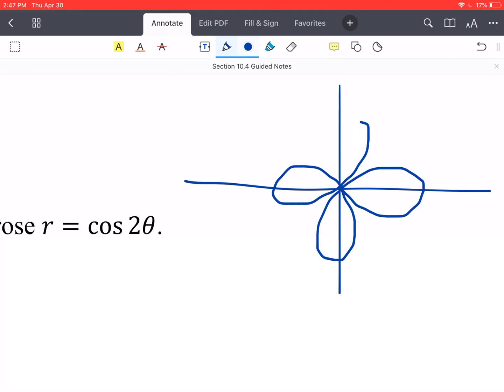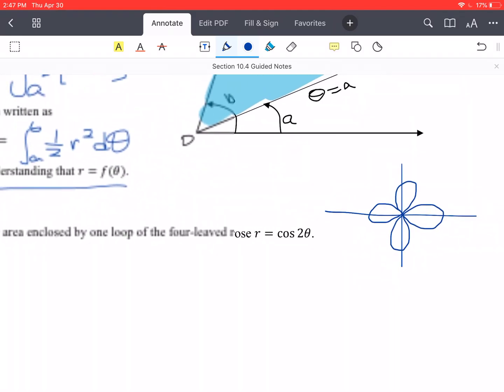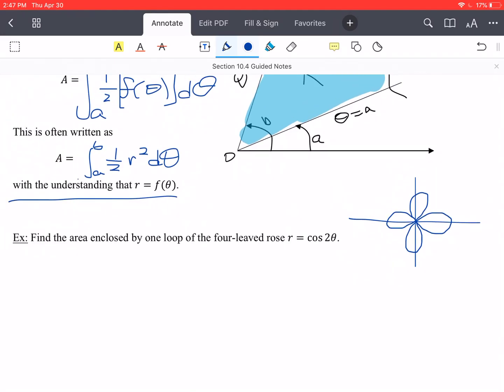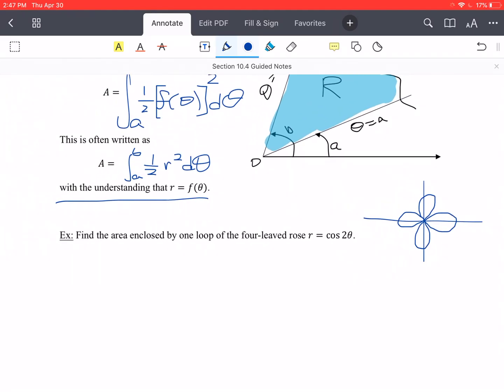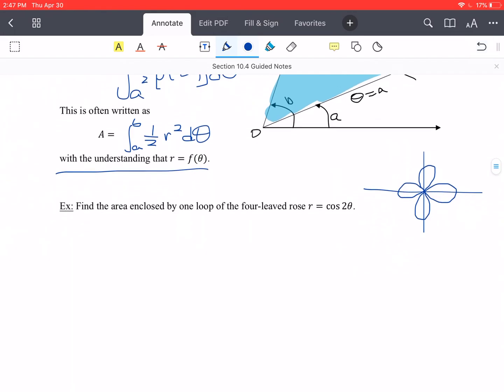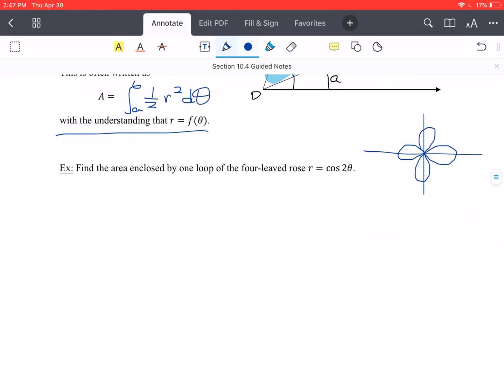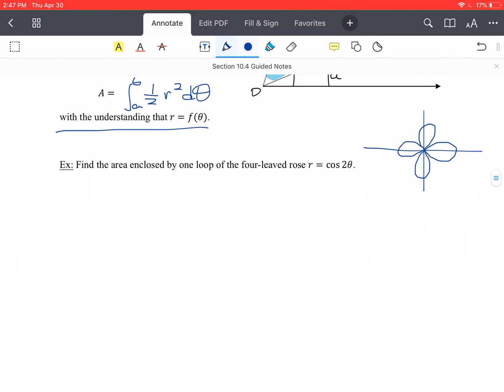Something like that. That's better. Kind of roughly like that. I think I have a better diagram in the previous section if you want to go back and look at it. Or you can just graph that parametric curve. That'll show you exactly what you need. Okay, so we're trying to find the area enclosed by one loop of the four-leaved rose. So we're just looking for one of these here.